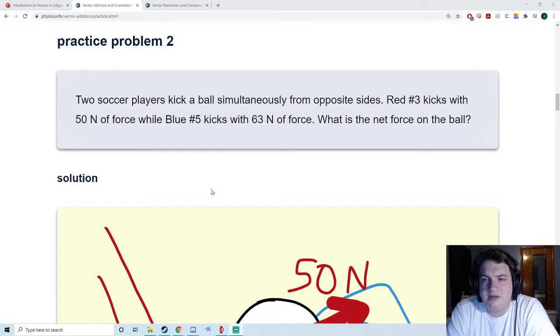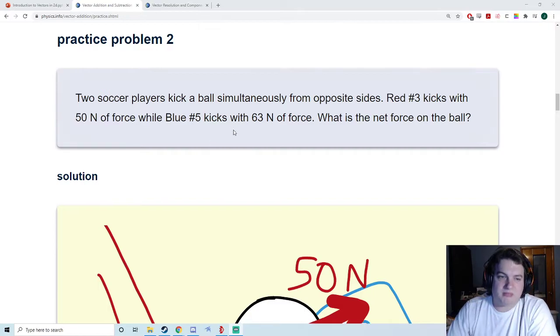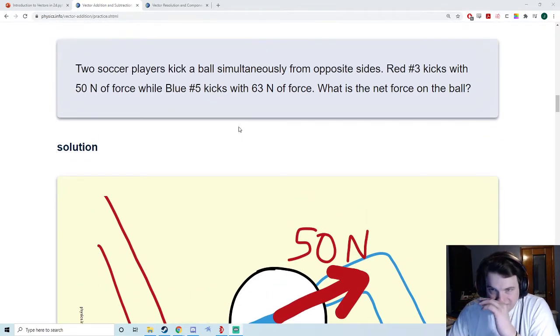So looking at practice problem 2, we have two soccer players kick a ball simultaneously from opposite sides. Red number 3 kicks the ball with 50 newtons of force, while blue number 5 kicks the ball with 63 newtons of force. So what is our net force on the ball? This problem I would actually look at and say that it could go either way because it doesn't specify who's on what side of the ball.